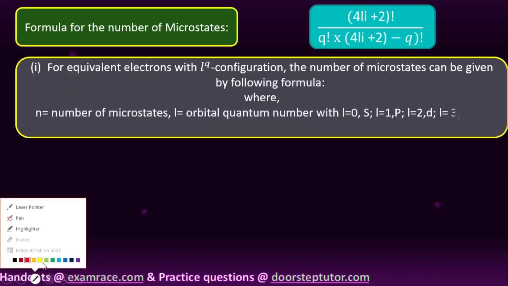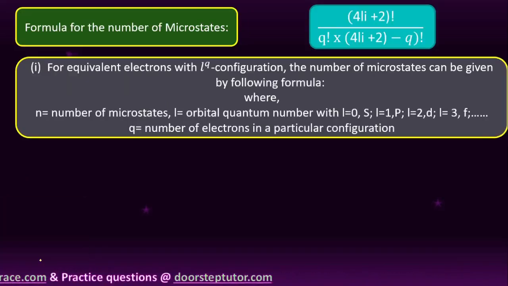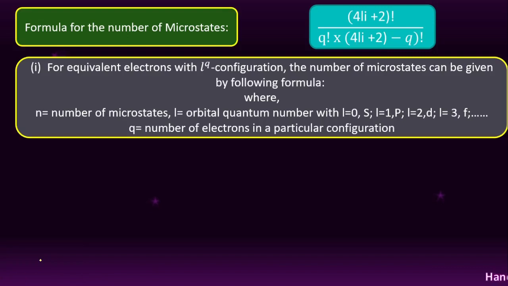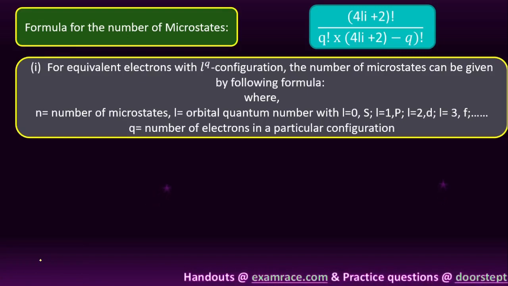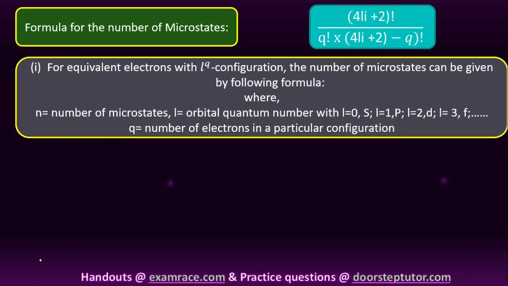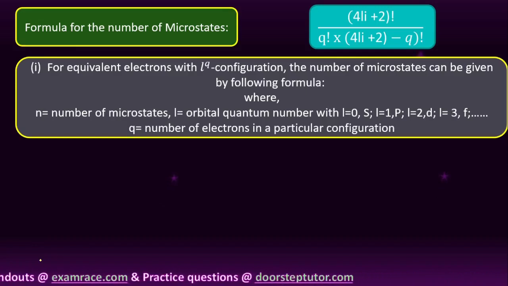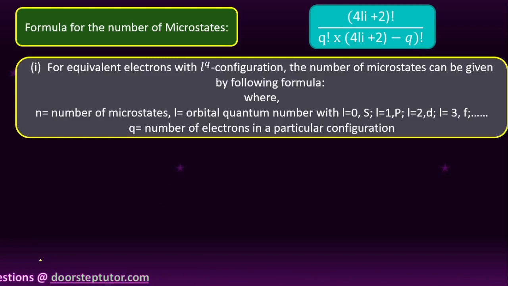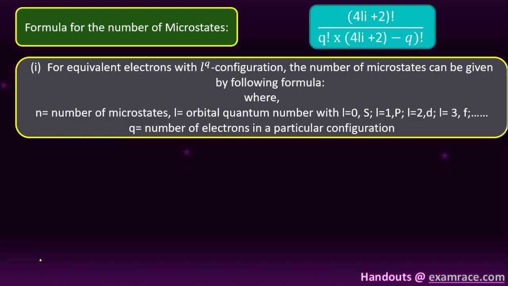Generally in the calculation of the number of microstates, students, we have three formulas. We will discuss them one by one here. This is the formula for the number of microstates: (4l+2) factorial divided by q factorial into (4l+2 minus q) factorial.